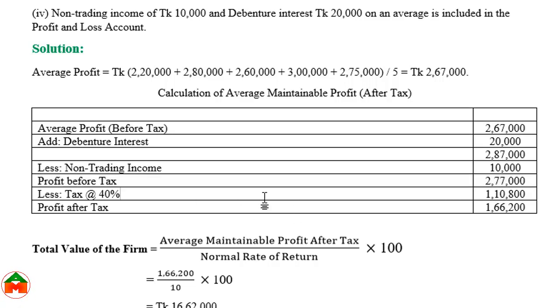And if we deduct the tax at the rate of 40%, the amount of total tax is 1,10,800. After deducting the tax, we will get the profit after tax. This amount 1,66,200 is the average maintainable profit.